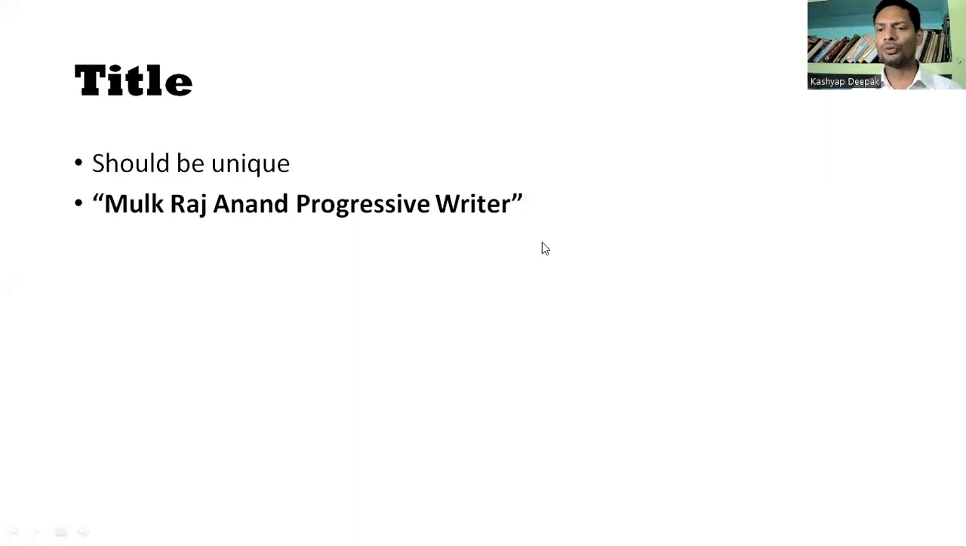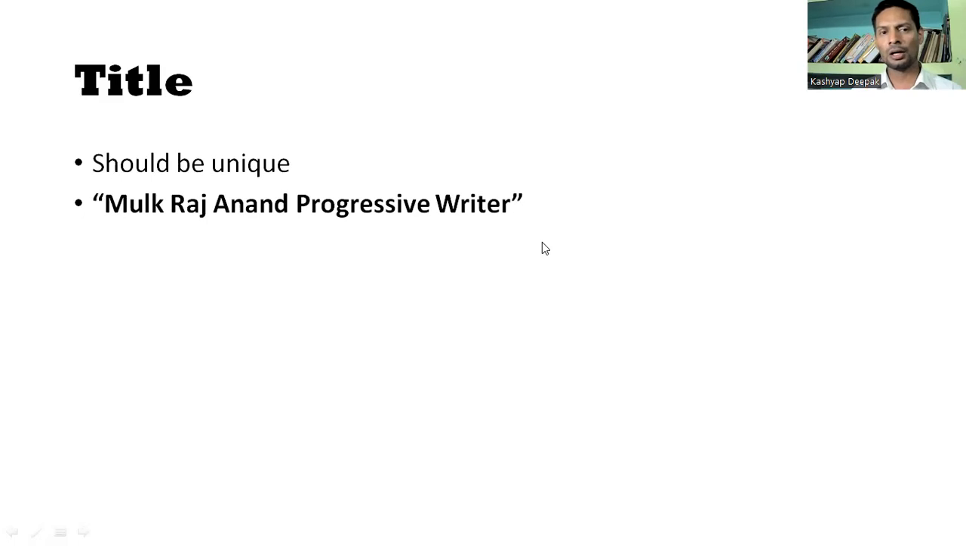There are hardly 3 or 4 articles, and they are not complete in themselves, because several other authors are included in them, and Mulk Raj Anand is just in a small portion. So Mulk Raj Anand as a progressive writer is rarely presented, because the progressive writing movement is often counted in either Urdu literature or Hindi literature. English literature is not counted, although Mulk Raj Anand was part of it, and hence I have chosen this title. So with this title, I will try to explain how to write a proposal.